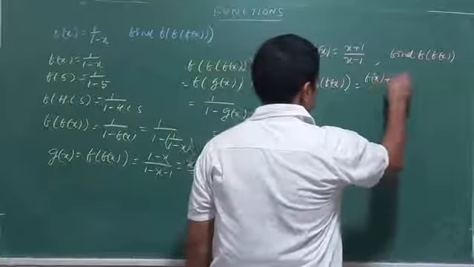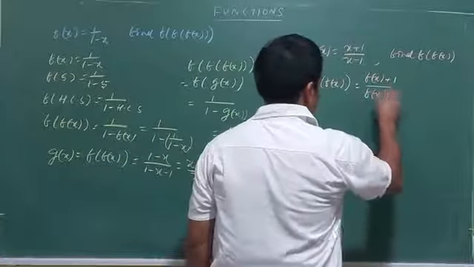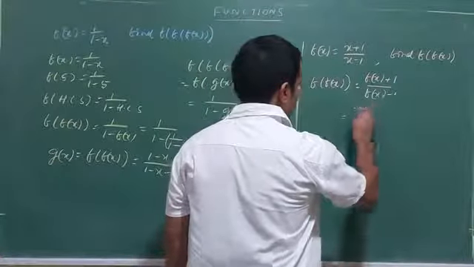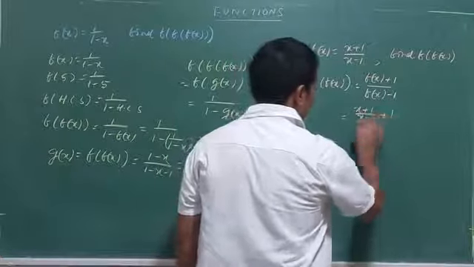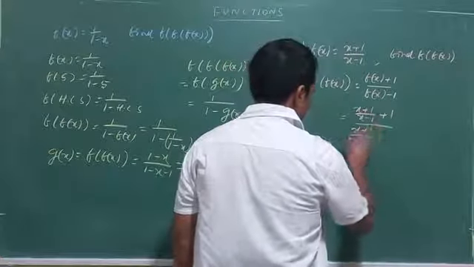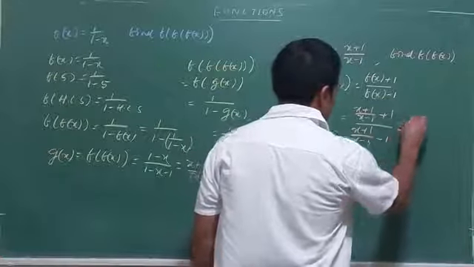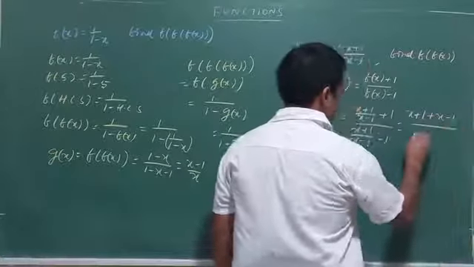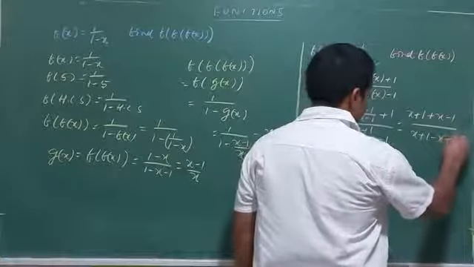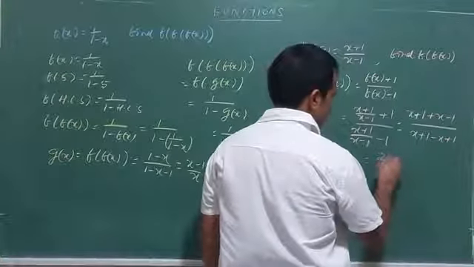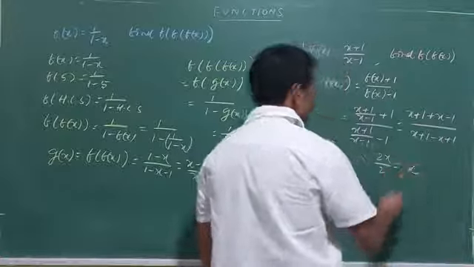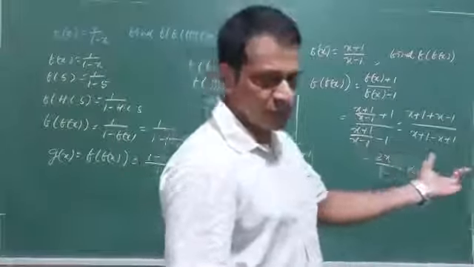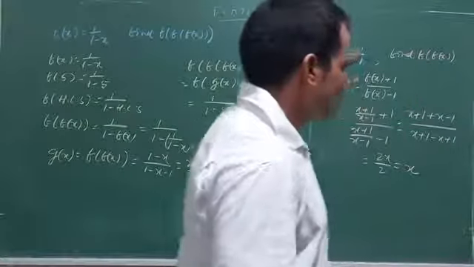f(x) plus 1 by f(x) minus 1. Now the original value of f(x) will replace here. X plus 1 by x minus 1 plus 1, over x plus 1 by x minus 1 minus 1. Take LCM. X plus 1, x minus 1, x plus 1 minus x plus 1. 1 cancels out. 2x by 2. Answer is x. It is not necessary that every time we get the answer x. It is a question from the book. So next.